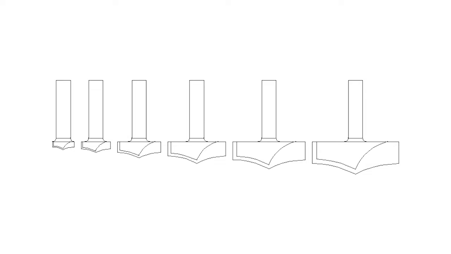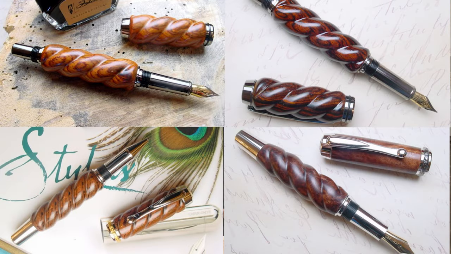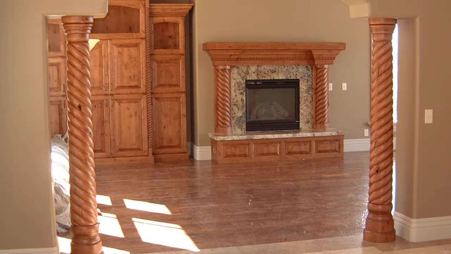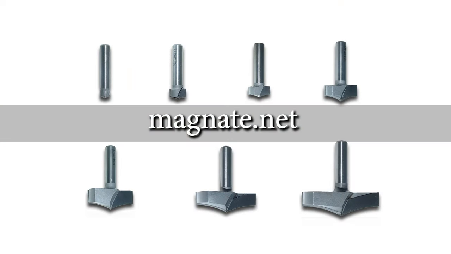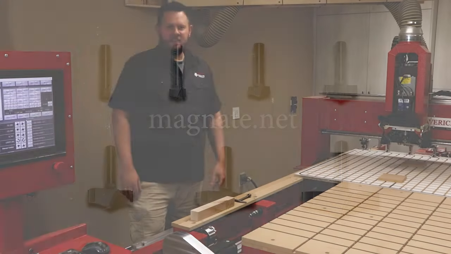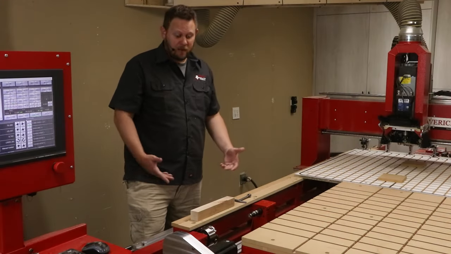Now, these come in a variety of different sizes that allow you to work on projects as small as pens to as large as columns. Instead of ordering these tools as full custom, you can actually buy them direct from magnate.net. Let's see the rope molding cutter in action by making a sample.